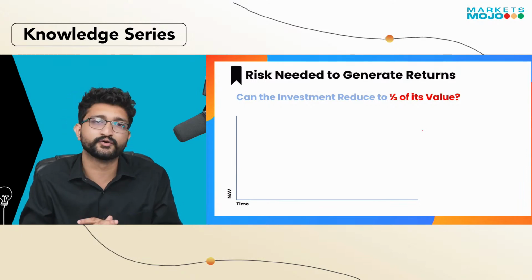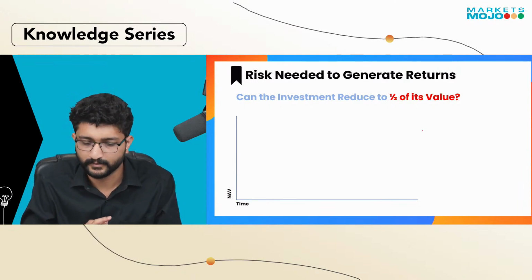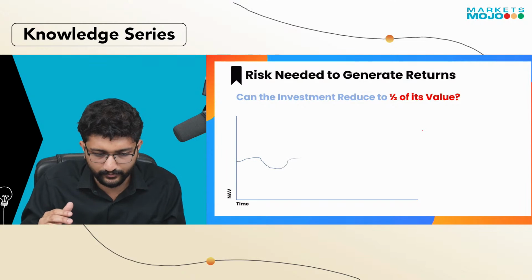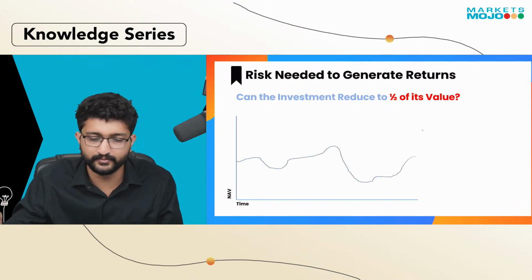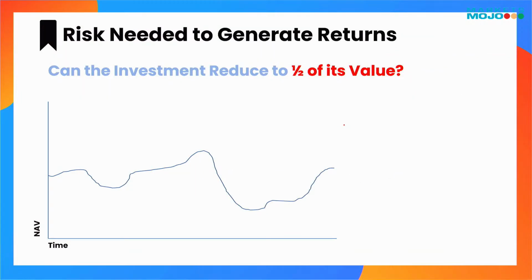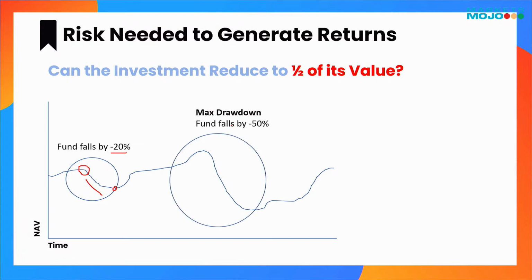The same chart again, plotted with NAV and time period. Now, let's say this is a particular mutual fund scheme. This is how it's been moving. If you see this particular correction over here, the fund has fallen by 20%. It was over here, and it has fallen to its lowest point over here. The fund has fallen by minus 20%. But there's another instance where the fund falls by 50% of its value. This is your maximum drawdown. How much has the fund fallen the most in the previous period?